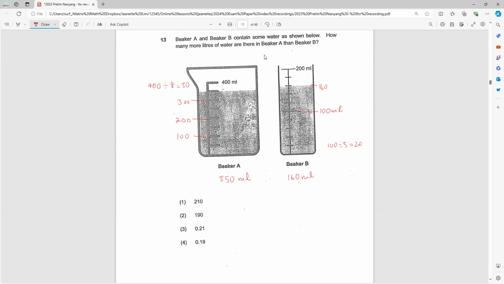How much more liters of water? Take note it's liters. Let's minus first. This will be 190. 190 ml is 0.19 liters. So answer is 4. If you have chosen 2, then it's wrong because they're asking for liters, not ml.